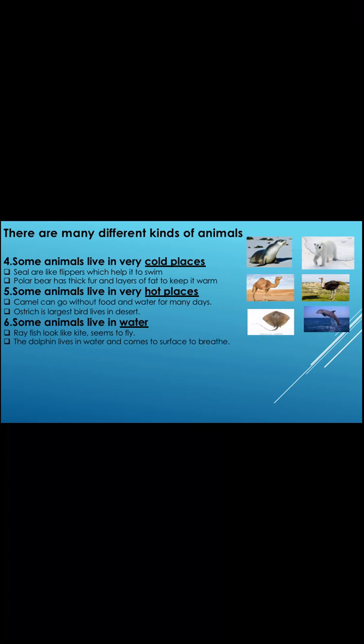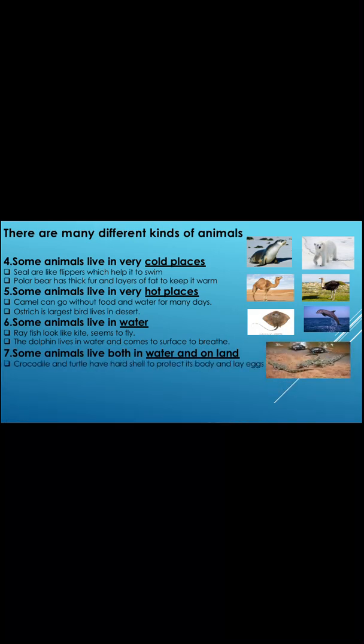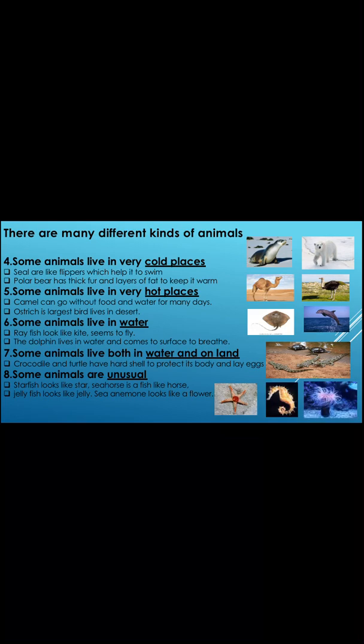Some animals live in very hot places. Camel can go without food and water for many days. Camel is also known as a desert animal because it survives many days without taking any water. Ostrich is the largest bird that lives in the desert. So these are animals which live in hot places. Some animals live in water. Ray fish look like kites, they seem to fly. The dolphin lives in water and comes to the surface to breathe.